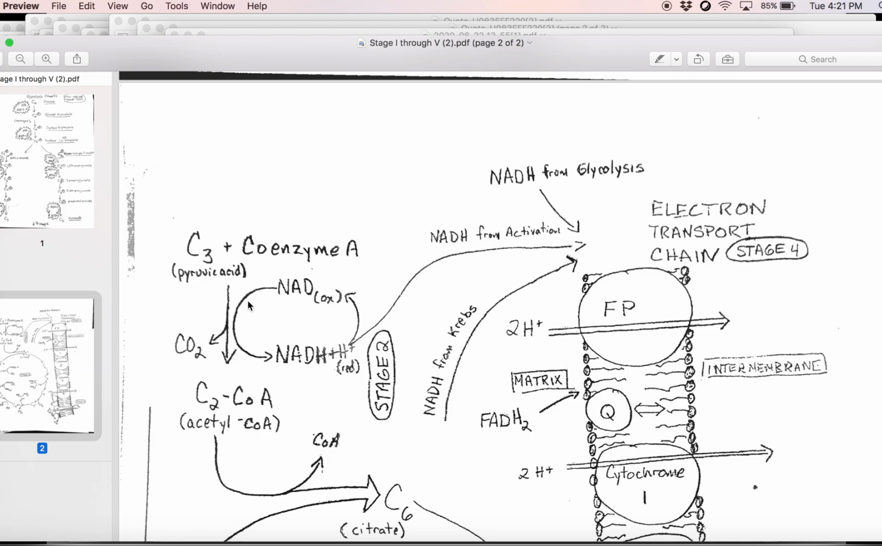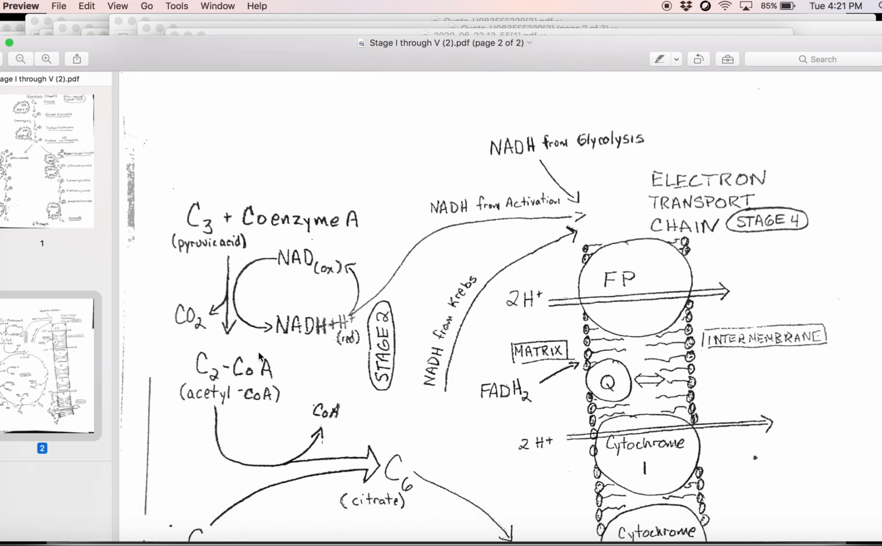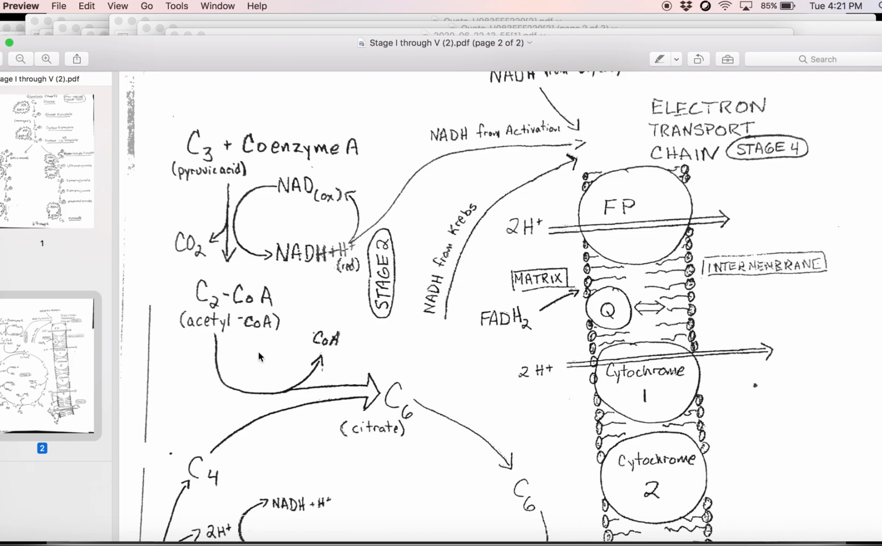In that process, you also charge up another NAD. NAD becomes reduced, and then you're going to see that we're going to use those NADHs in stage 4. So stage 2 happens twice per glucose. 2 NADHs made per glucose, 2 CO2s removed per glucose, and those CO2s are breathed out in your breath.